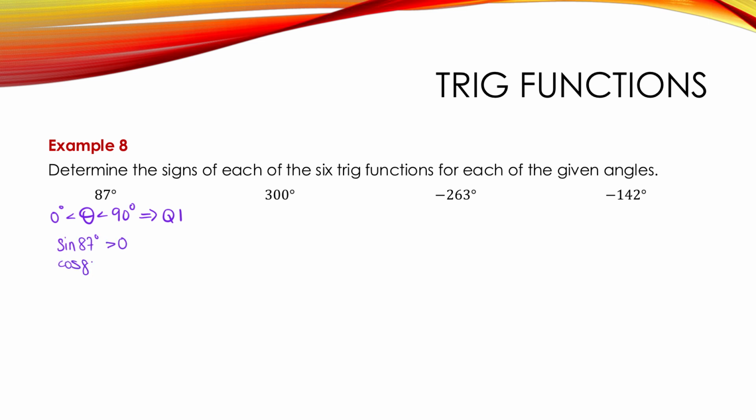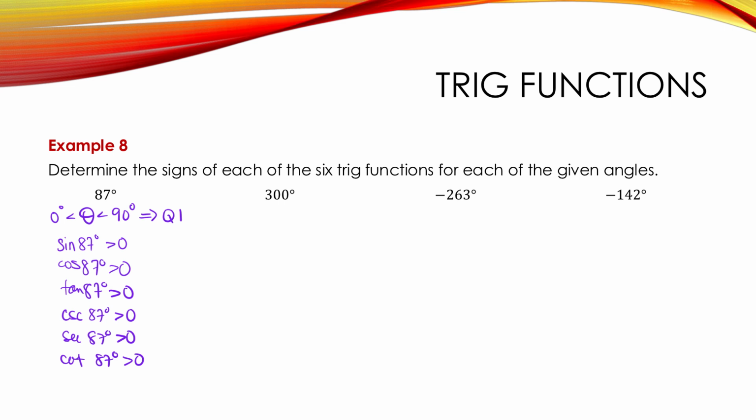The cosine of 87 degrees is greater than 0. The tangent of 87 degrees is greater than 0. And likewise, each of the reciprocals is too. So 1 over sine is cosecant. So the cosecant of 87, positive. Secant of 87, positive. And cotangent of 87 degrees is positive. And that's all I'm looking for here, right? All of them are positive.